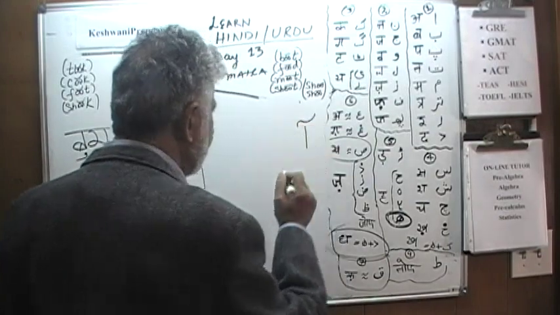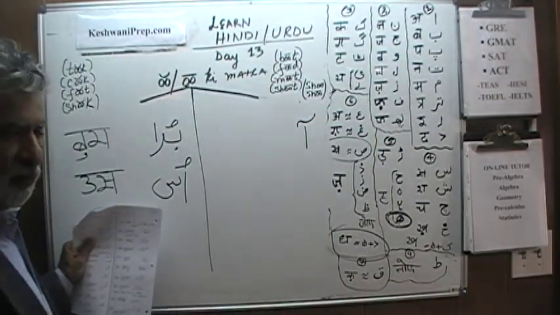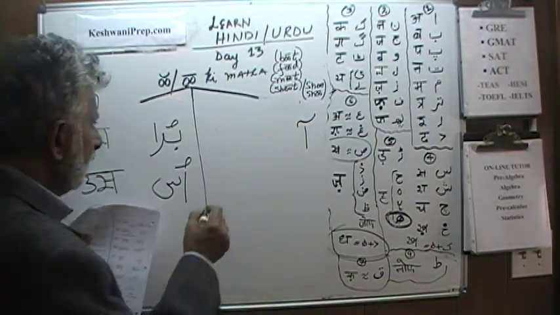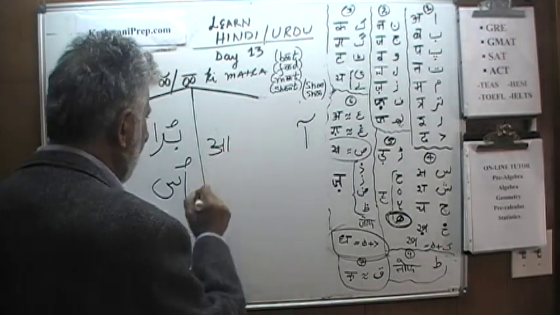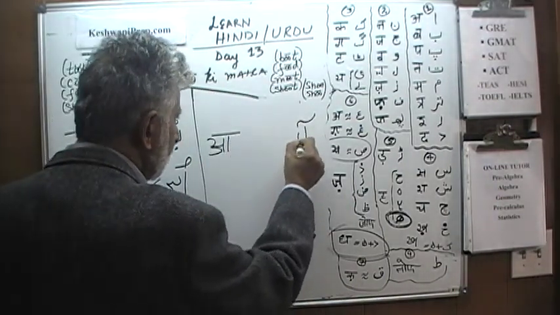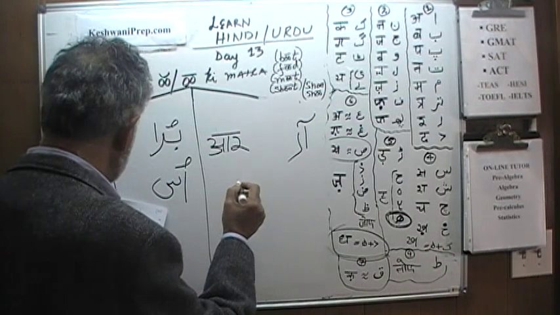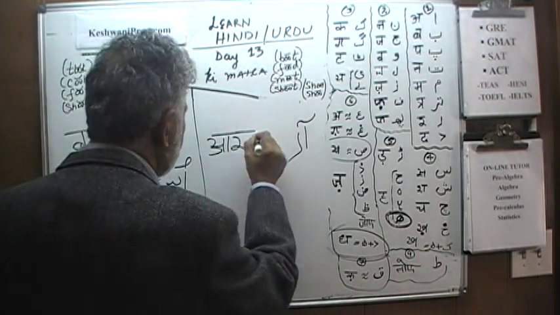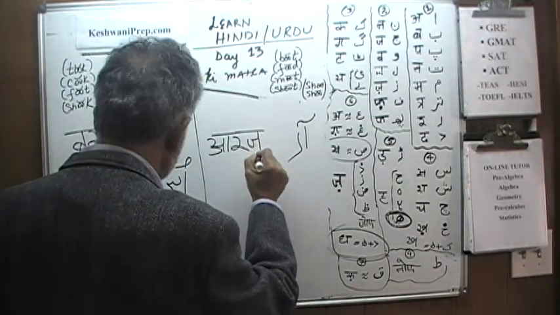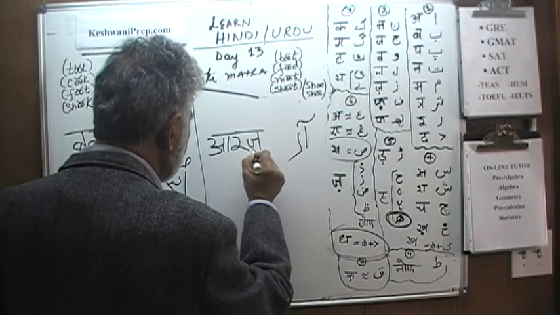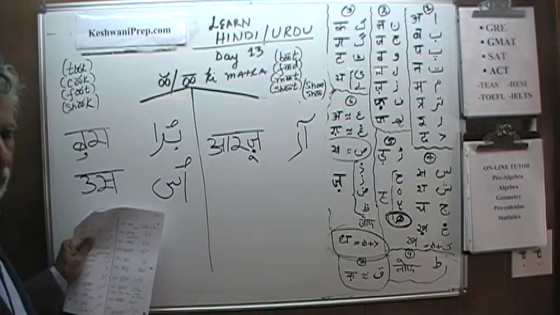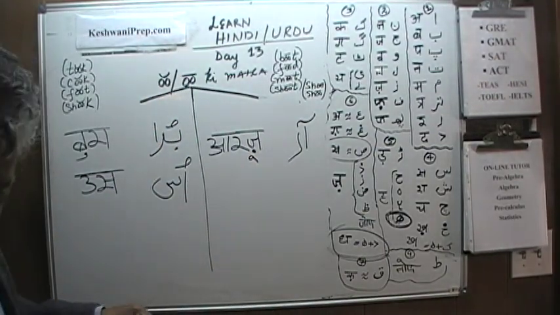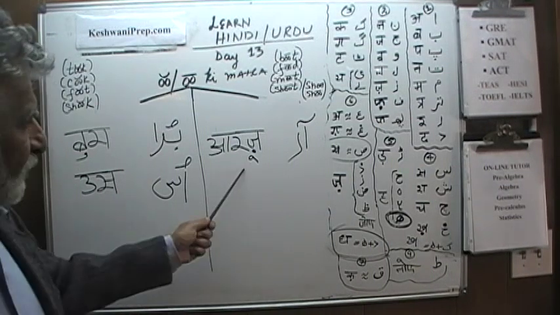Let's do it with the badi uki matra. Alif mat a, we have done it many, many times. A, that converts alif a into a. So that's a, r, and then zu. Arzu. But the question is, this Z that we wrote here, which Z is it going to take?